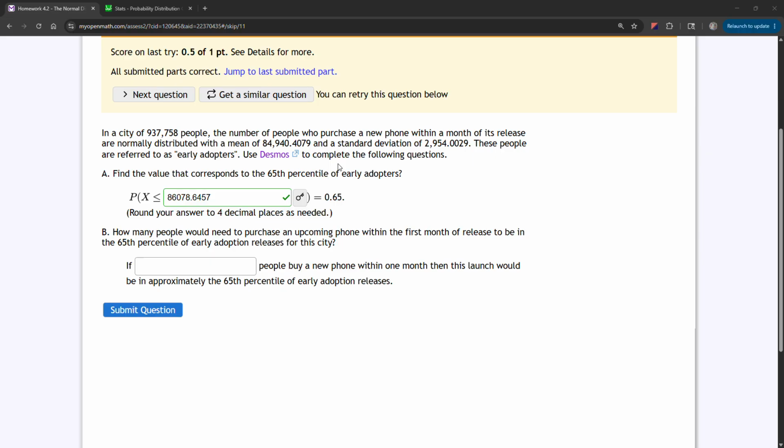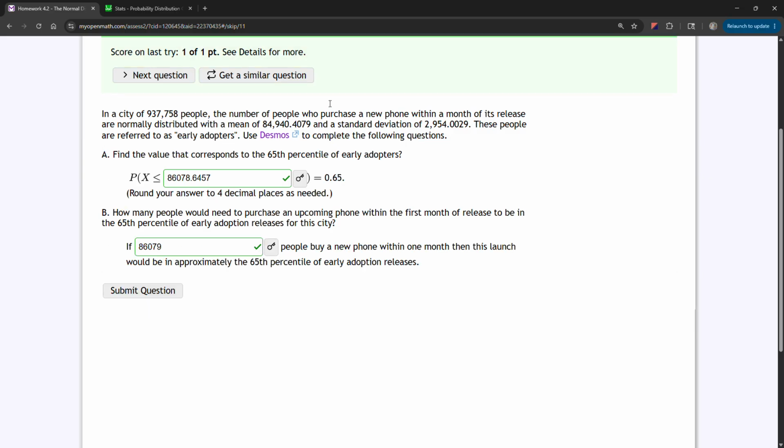Then in part B, we're asked how many people would need to purchase an upcoming phone within the first month of release to be in the 65th percentile of early adoption releases for this city. So if 86,079 people, we need to round that to the nearest whole number since we're talking about people, buy a new phone within 1 month, then this launch would be in approximately the 65th percentile of early adoption releases.